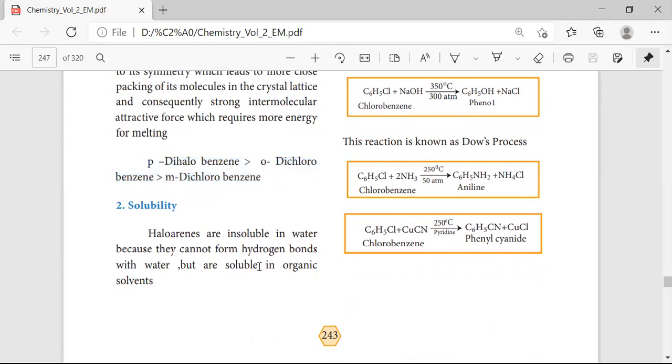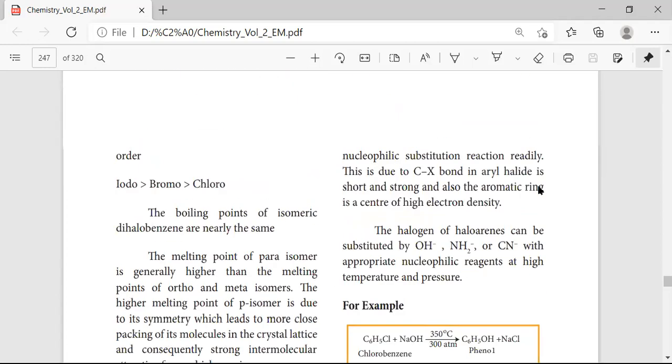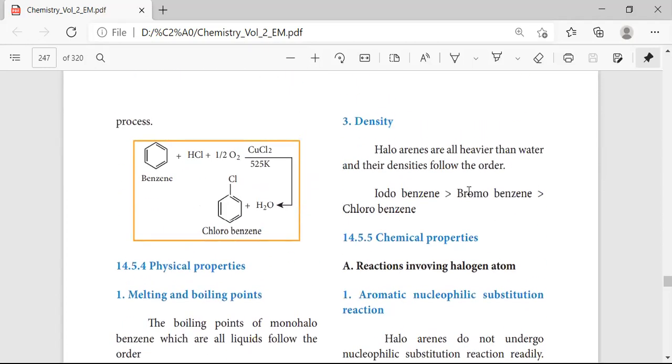meta-dichlorobenzene. Okay. Now comes the solubility. Here in solubility, the haloarenes are insoluble in water because they won't form any hydrogen bond with water, and it is soluble in organic solvents. Now comes the density. Here in density, haloarenes are heavier when compared with the water. So the density seems to be iodobenzene is more denser when compared with the bromobenzene. When compared with chlorobenzene, this bromobenzene will be more.